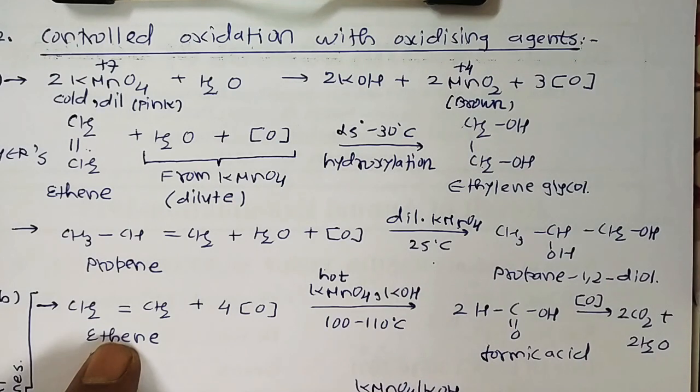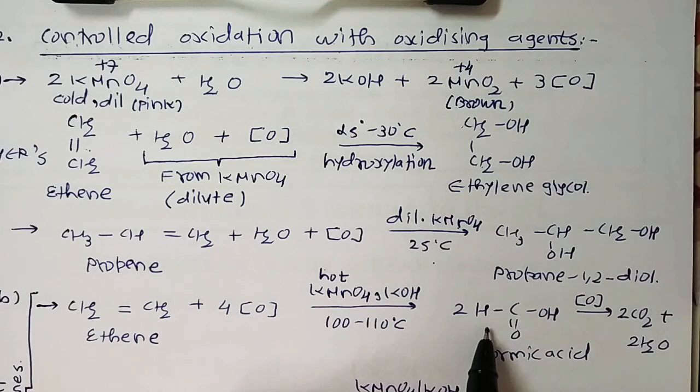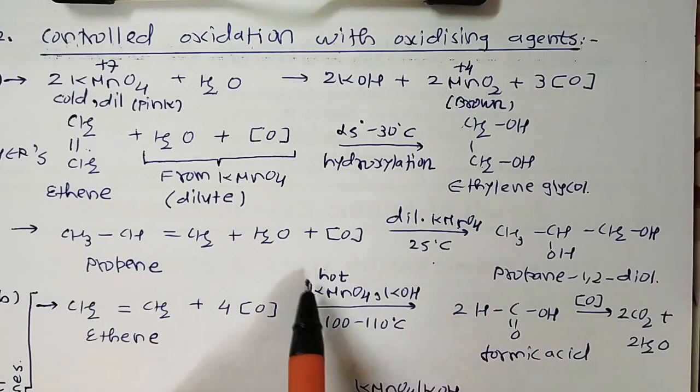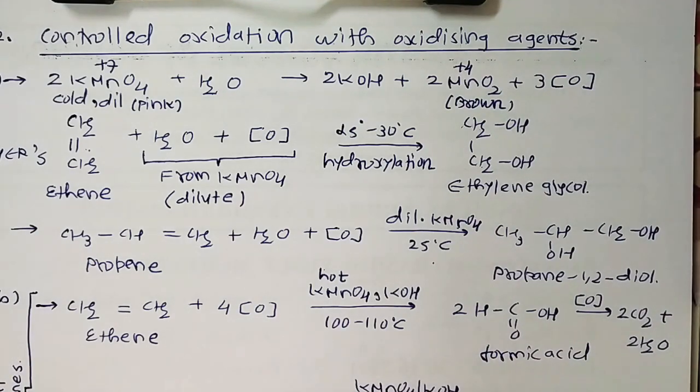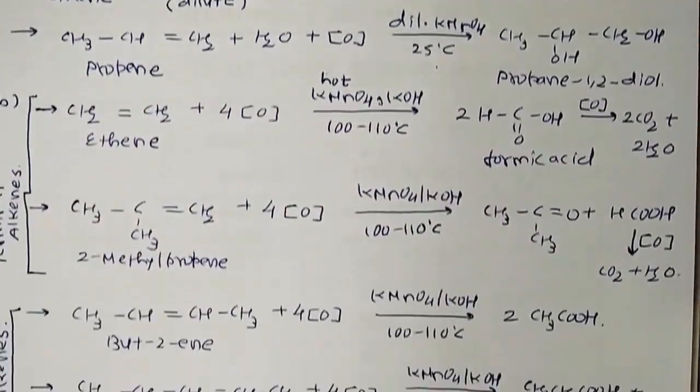In the case of terminal alkenes, when you oxidize with hot KMnO4, one product is mandatory: formic acid. And formic acid has a lower oxidation state, so it is further oxidized, because hot KMnO4 also oxidizes this methanoic acid into what? Into CO2 and H2O, right? So this is about ethene.